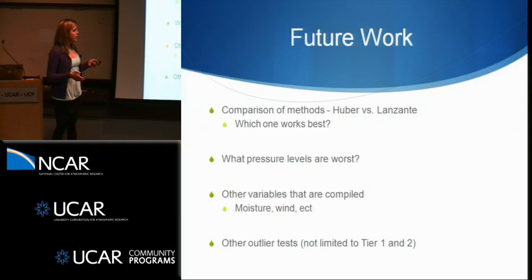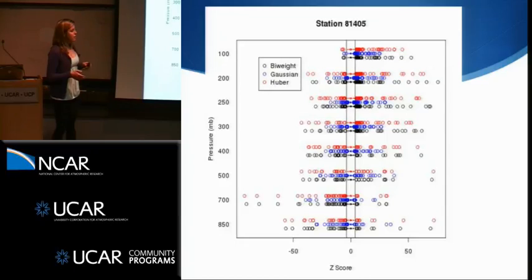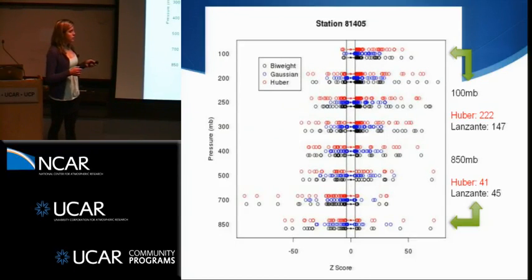Also, we want to figure out which pressure levels are worse. We have evidence that the upper pressure levels have more outliers than the lower ones, and this is just simply a box plot. You can't really see it because the boxes are so small in there. And so you can see that the 100 millibar pressure level has 200 and the 800 only has 41. It's pretty comparable between the methods.